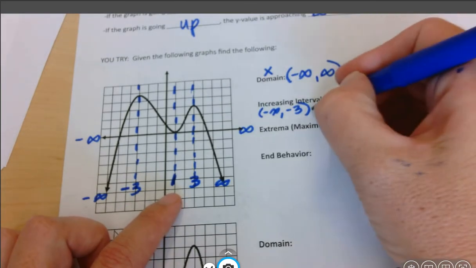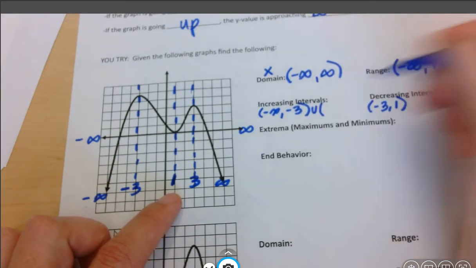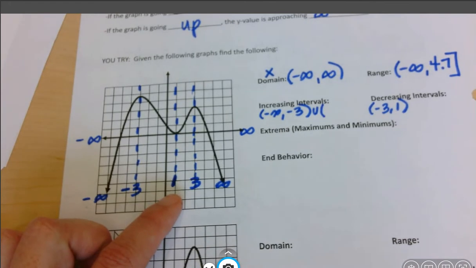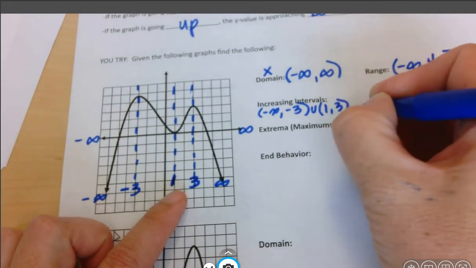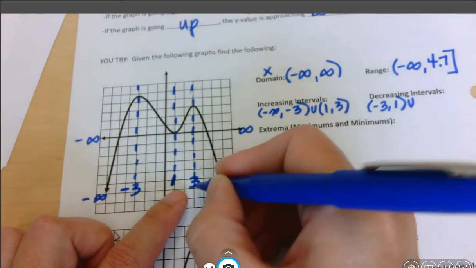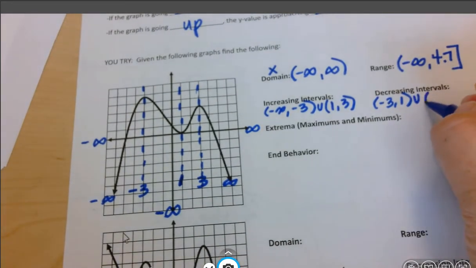I'm going to put a U in between my increasing intervals to say this one and this one. So it's increasing from 1 to 3. And then it's decreasing again, 3 to infinity. So notice how useful it is to write the numbers down here, because you can just read those numbers off as you're trying to figure them out.